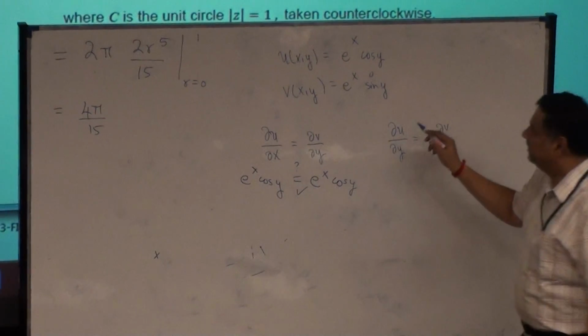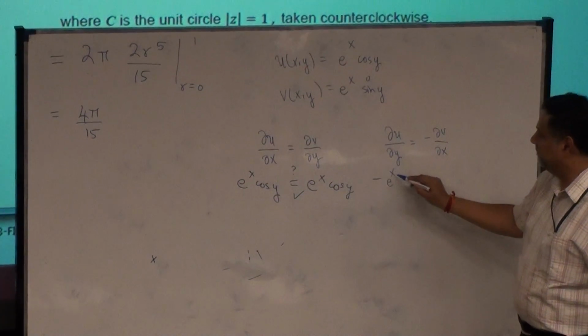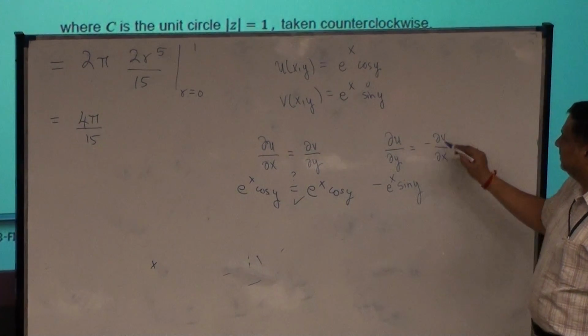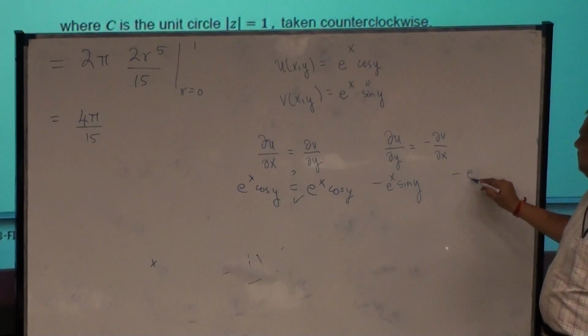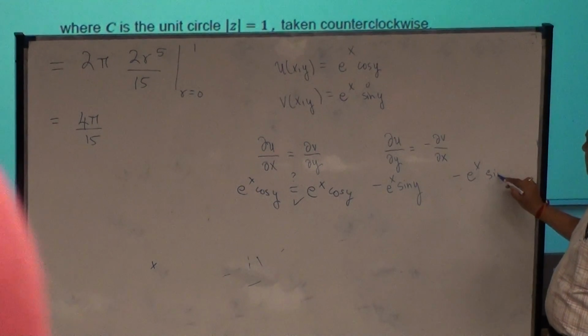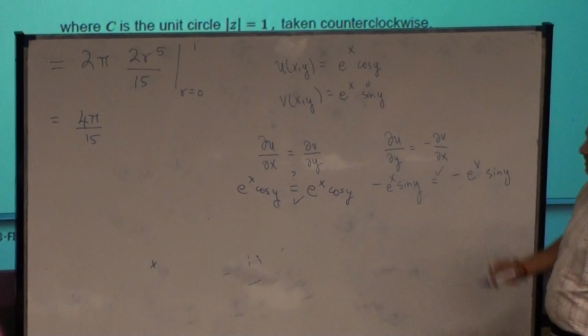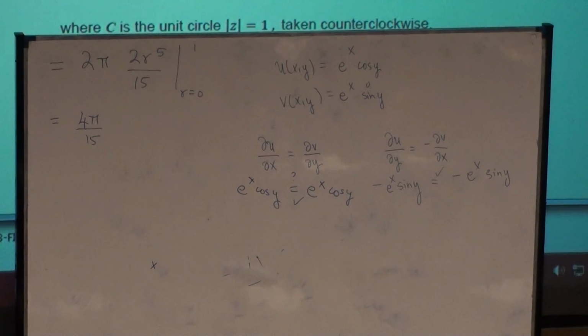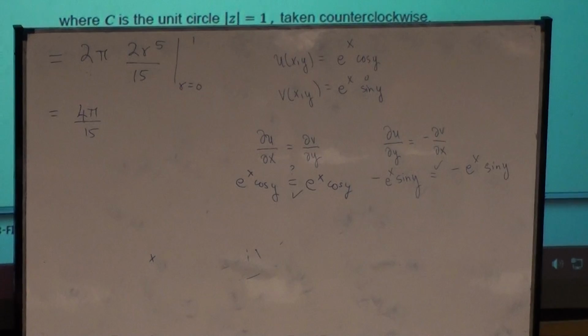Here, del u over del y is minus e to the power of x sin y. This one is minus e to the power of x sin y. So are they the same? Yes. So that verifies that this function is analytic. Part B.